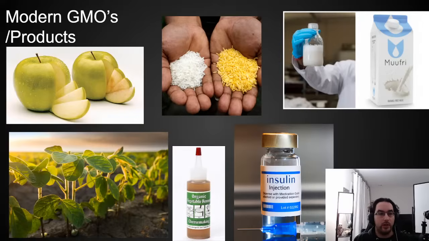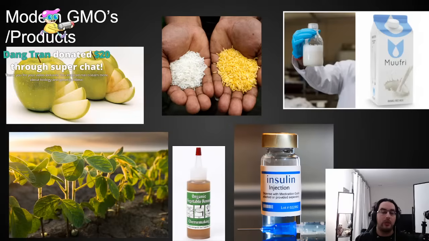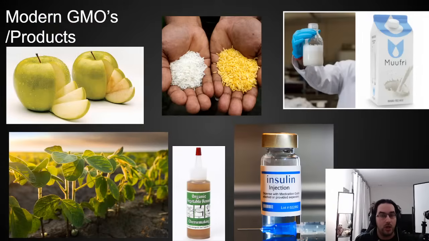So the first one on the left is non-browning apples. Apples brown because of a single gene. There's a single gene that just makes them sensitive to oxygen. And it's highly pH sensitive. This is why if you chop up some apples and then put them in a bowl with some lemon juice, they're much less likely to brown than if you just leave them out in the air. But that same gene that causes the browning, we can just get rid of.